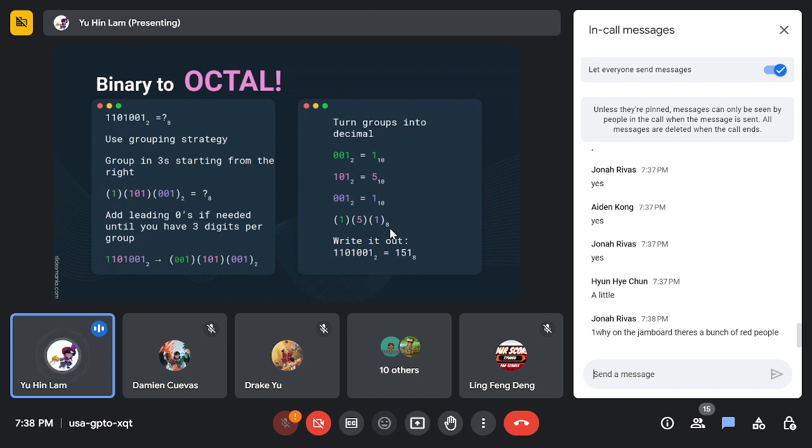Don't worry, on the Jamboard, those are just to hide people's identities. So is there any more questions, or should I just move on? So let's move on if there isn't any more questions.